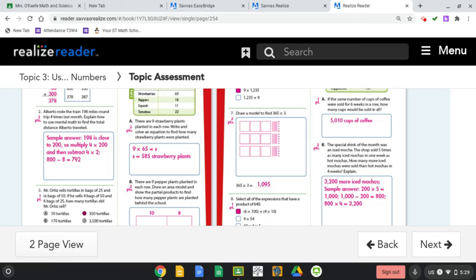So again, it's step by step. You need to first find out how many iced mochas there would be. So we know that there's 200 hot. So it's 5 times as much. That gives us 1,000.